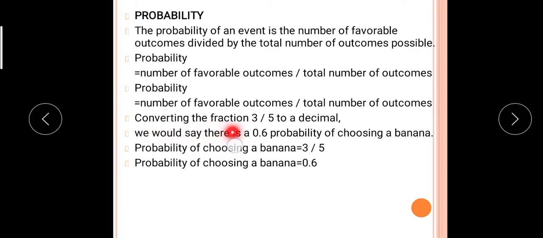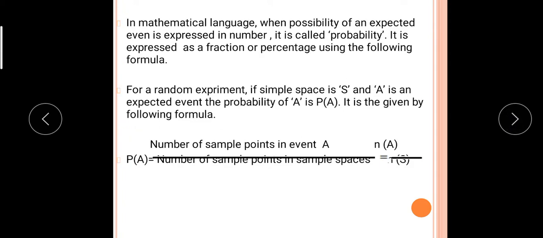So, converting the fraction 3 by 5 to a decimal, you say that there is a 0.6 probability of choosing a banana. Probability of banana is 3 by 5. It means that the total number of outcomes is 5 and the favorable number is 3. Then the probability is calculated by the number of favorable outcomes divided by the total number of outcomes.